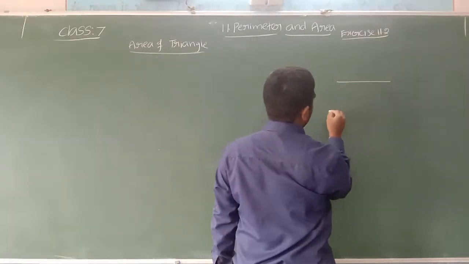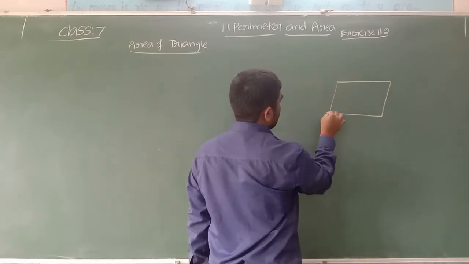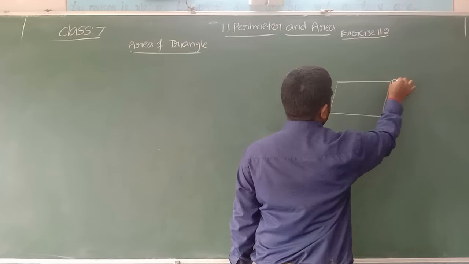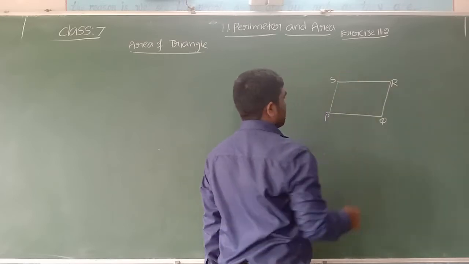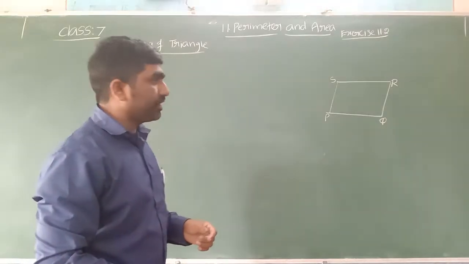Yes, let me draw a parallelogram, children. Here I took one parallelogram. It is a special type of quadrilateral in which opposite sides are parallel and equal. So let us see how to find the area of a triangle.